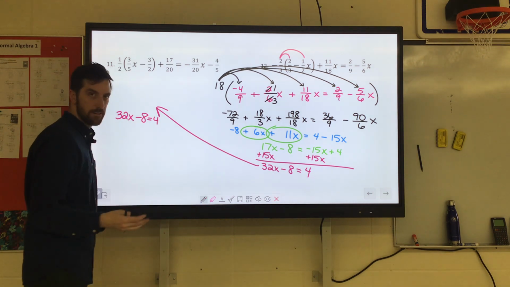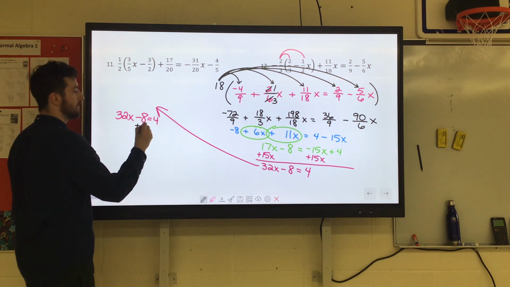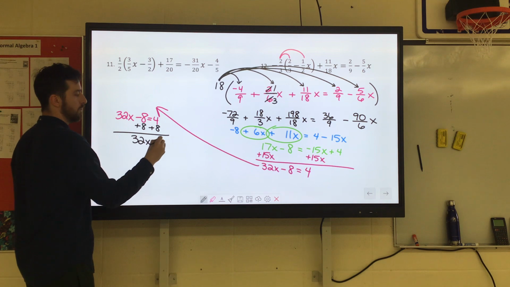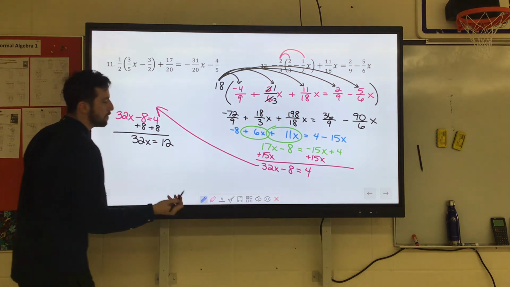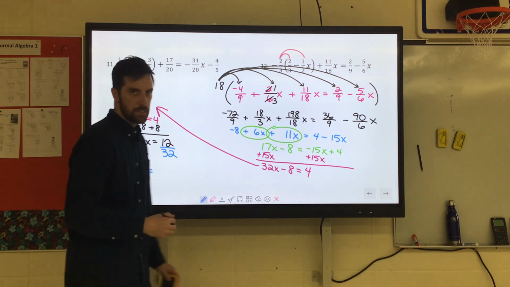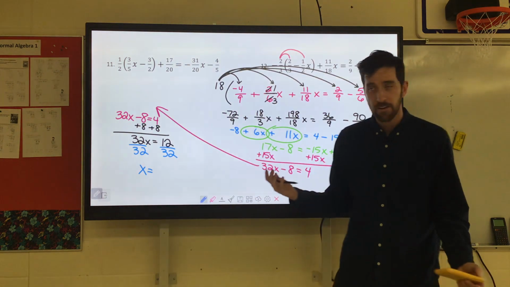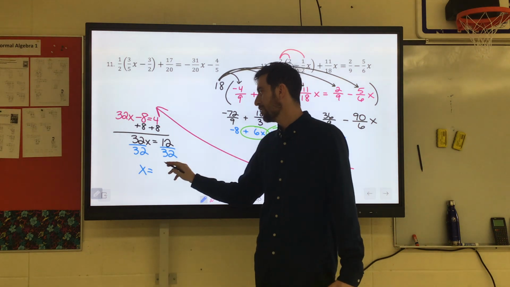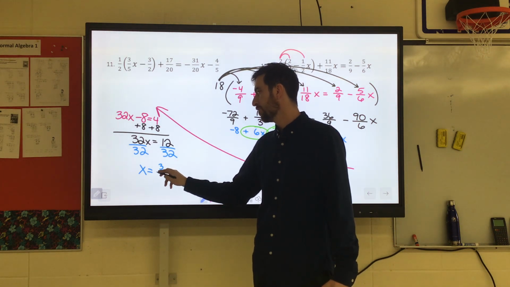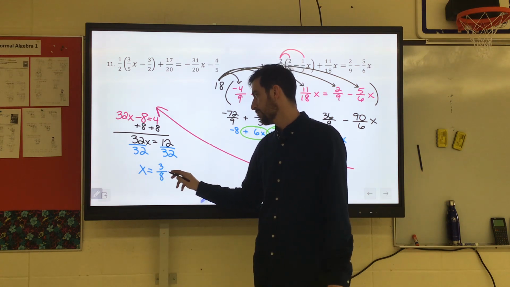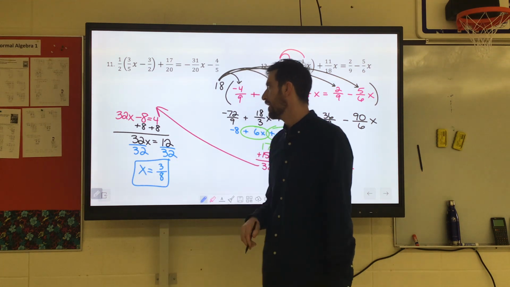All right, what are you thinking? Probably add the 8. 32x equals 12. And then probably should divide by 32. Now, I know there are numbers that go into 12 and 32. They're both even, so I know 2 goes in there, but also 4 goes into both of those. 4 times 3 gives you 12, so it'd be 3 up top. And then 4 goes into 32 8 times. 4 times 8 is 32. So we have x equals 3/8.